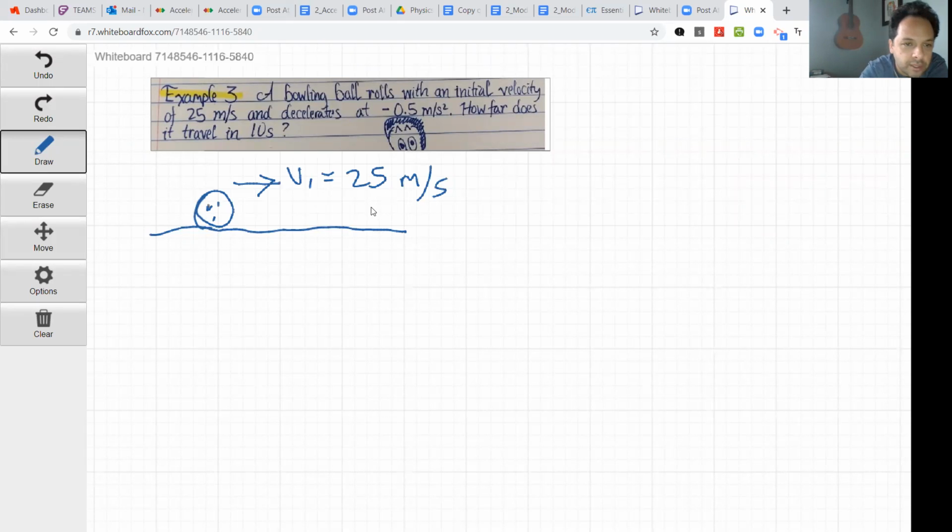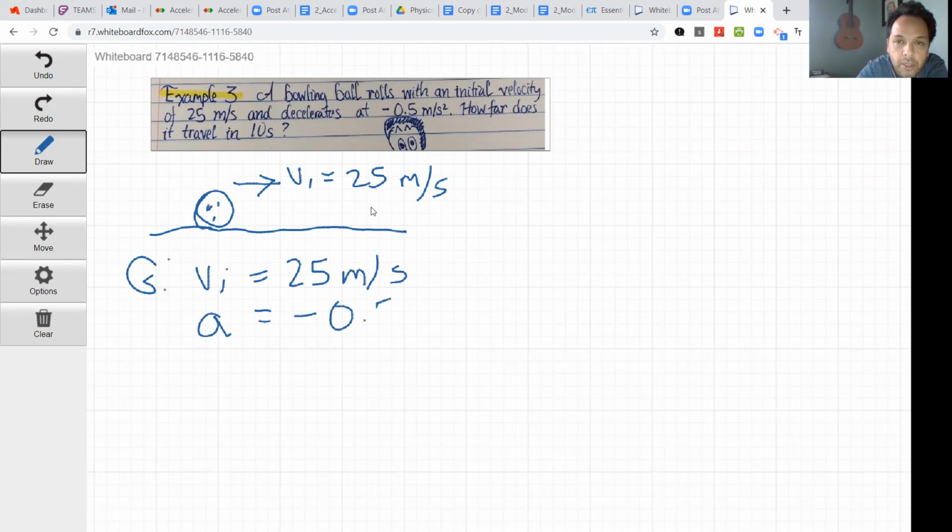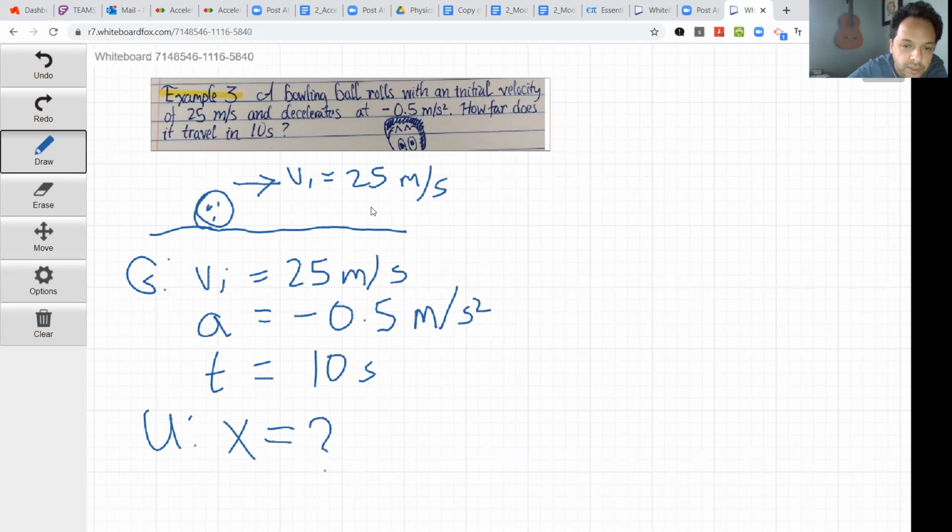And then we know, so what else is given? So given, they gave us velocity initial. And they gave us an acceleration, a deceleration of negative. So this ball is getting slower. So your final answer should be smaller, right? How far does it travel? Okay, so we want, in 10 seconds, we have the time. So what's unknown is distance. How far does it travel?